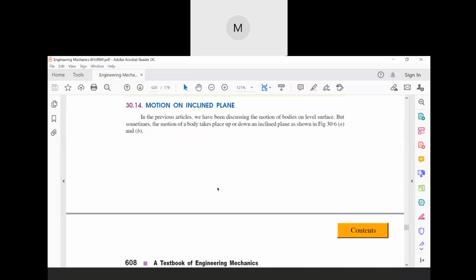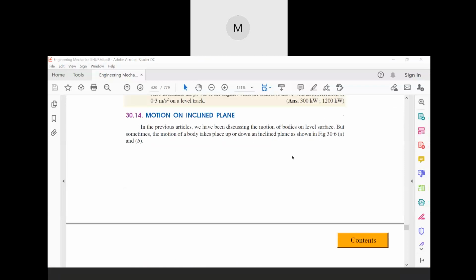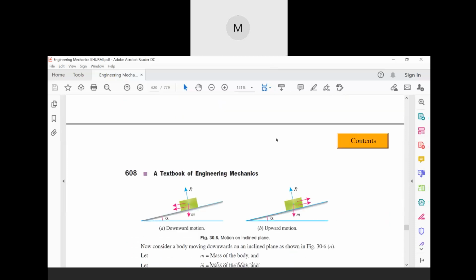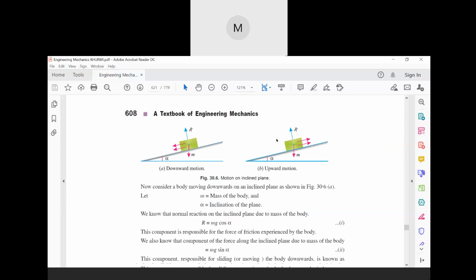Yes, sir. So what we are going to discuss is motion on an inclined plane. In the previous articles we have discussed the motion of bodies on a level surface. But sometimes the motion of a body takes place up or down on an inclined plane. This is shown by this figure.